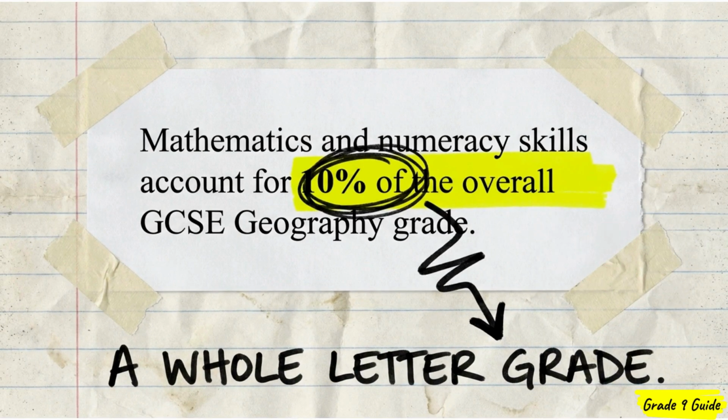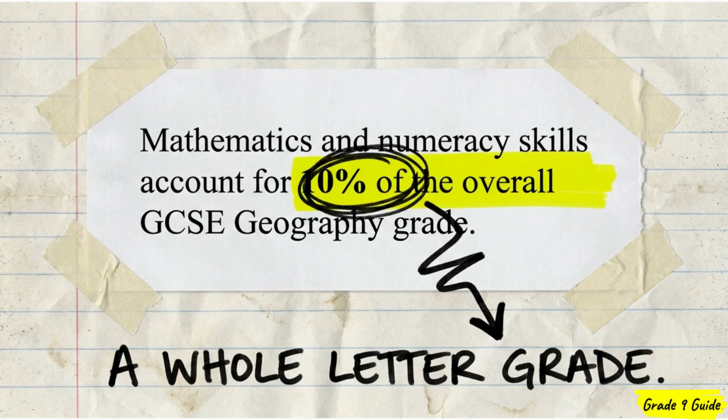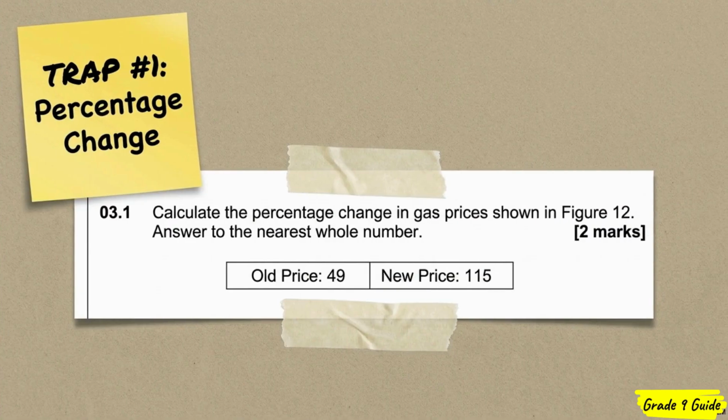10%. That's the number. According to the official examiner reports, numeracy is worth 10% of your total mark. That is a whole grade boundary sitting there, completely unclaimed, because students keep walking into the same 5 traps. Here they are. Trap number 1, percentage change.